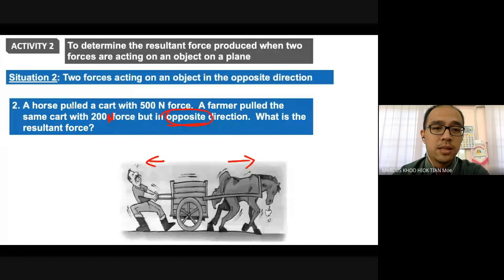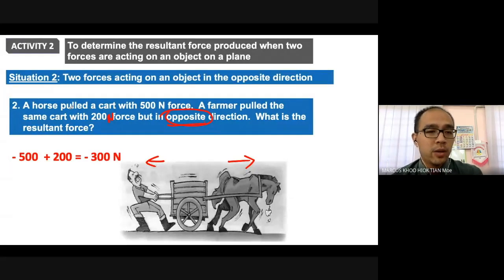Okay, so this is how we would go. But this is a little bit different. Okay, kau tengok. So in this situation, the person that did this question, dia letak 500, the horse pulling, the person letak to the right sebagai negative and to the left sebagai positive. Okay, but actually you are still correct. Your answer is still correct. It's 300 newtons to the right.